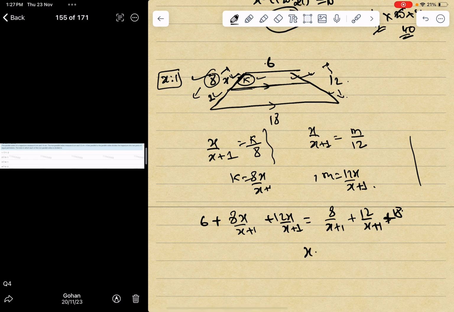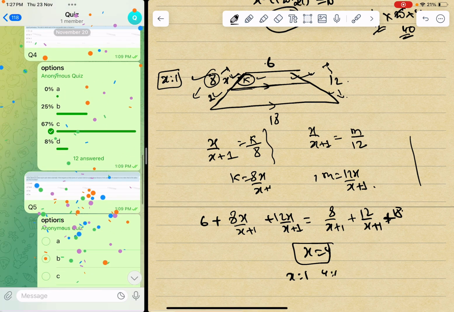On solving, we'll get x equal to 4. Okay, now the ratio has been asked. Question is asked for ratio x is to 1, means 4 is to 1. So 4 is to 1 is the answer. Option 3. Done. This was a good one.